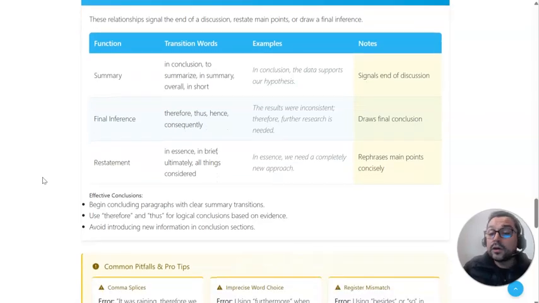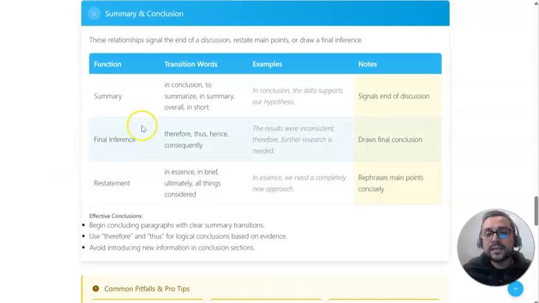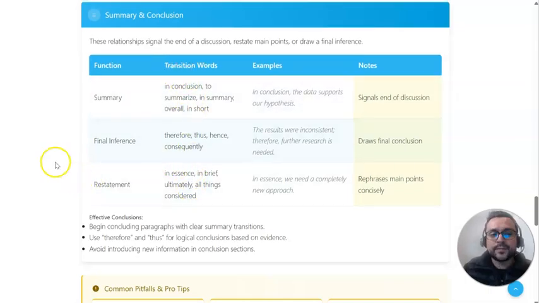For effective conclusions, begin concluding paragraphs with clear summary transitions. So remember to keep your writing smooth with transitions. That means using these transition words. Use therefore and thus for logical conclusions based on evidence. Avoid introducing new information in conclusion sections. That's a big no-no in writing.